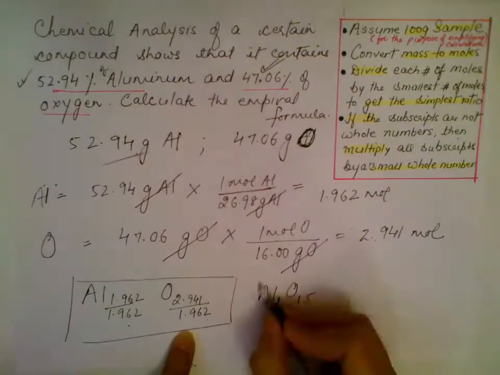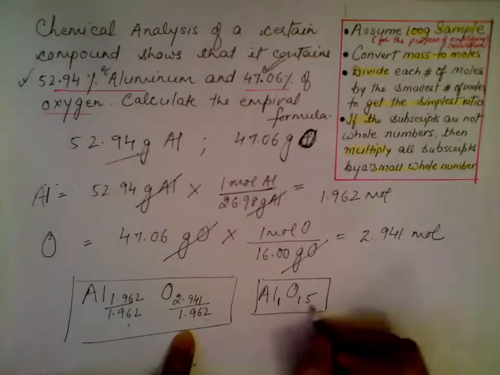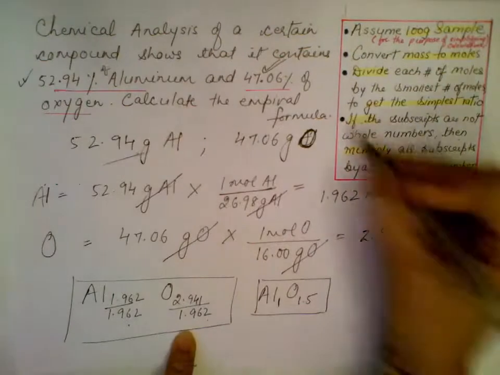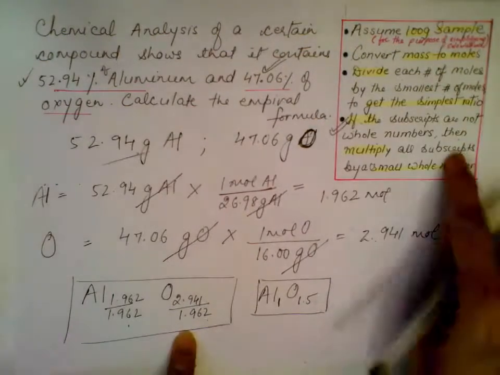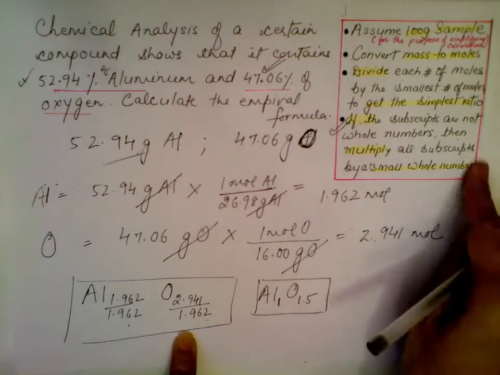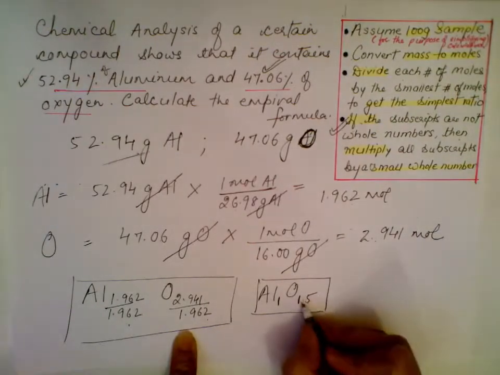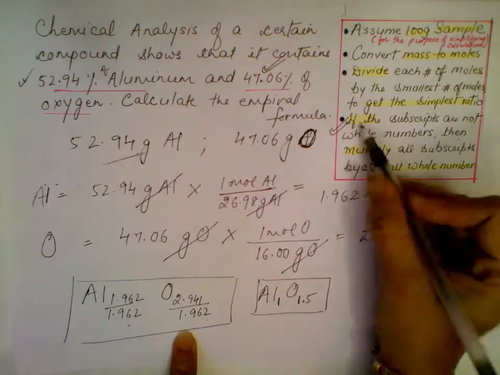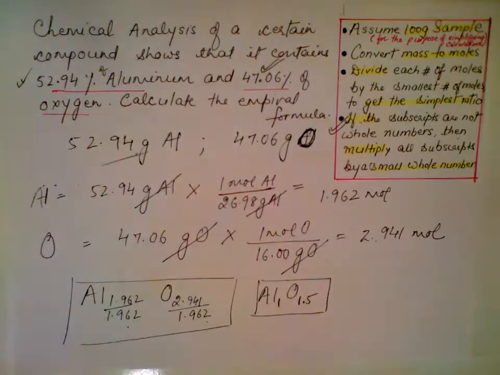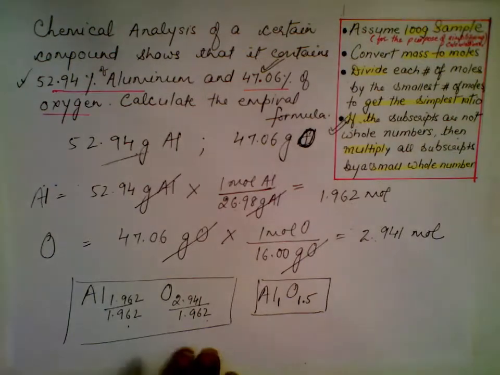We can't leave this as a fraction. So step number 4, you have step number 1, 2, 3, 4. Step number 4 is not always used. If it's not needed, then we don't need it. However, whenever you don't have whole number subscripts, then we need to use step number 4. So how do we make this fraction a whole number? We have to look for a small whole number. You always look first for the smallest whole number. And if that doesn't work, then you go to 2, if 2 doesn't work, to 3, if 3 doesn't work, to 4, like that.